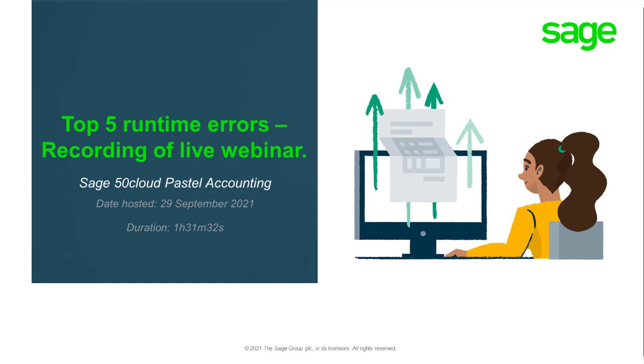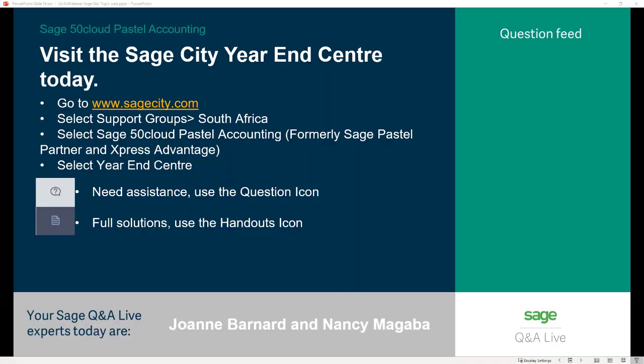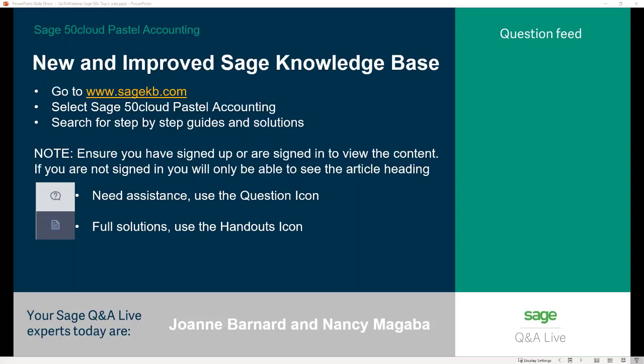Today's topic is the top 5 runtime errors that we get within Sage 50 Cloud Pastel Accounting. Guys, in order to make this easier, often people get a little confused when I talk about 50 Cloud. So I'm just going to refer to 50 Cloud Pastel Accounting as Pastel Accounting. This is Partner and Express.